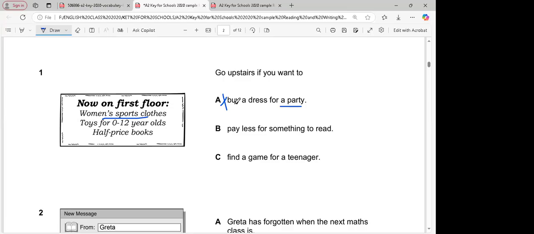Yes, the answer is B, because answer C also doesn't match. Find a game for a teenager. It's just toys for 0 to 12 only. The game can be considered a toy, but still it's only 0 to 12 years. A teenager is more than 12 years, no? Starting from 13, 14. So this answer also doesn't match because it says find a game for a teenager. These words don't match. So the answer is B. Okay.